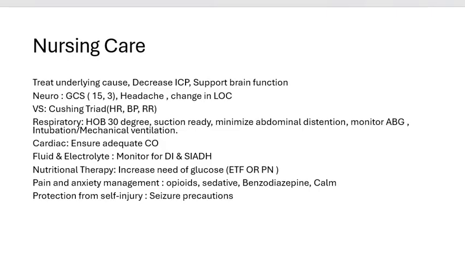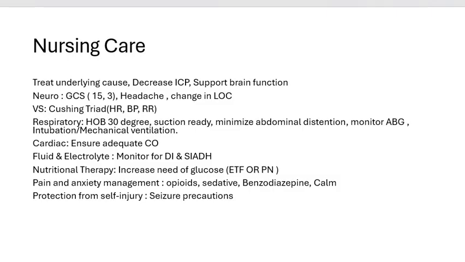You have to monitor the vital signs, especially the Cushing triad, which is increased blood pressure, decreased heart rate, and change in respiration. You also have to manage your respiratory system, where you have to make sure the head of the bed is at a 30 to 45 degree angle. Suction always has to be there. Minimize abdominal distension. Monitor ABG continuously. Intubation and mechanical ventilation if needed.